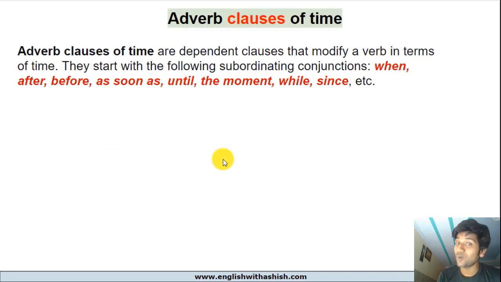Now, adverb clauses of time. These are clauses, dependent clauses. Adverb clauses of time are dependent clauses that modify a verb in terms of time. So they give information about a verb in terms of time. Obviously, they talk about the time of the action. And they generally start with the following subordinating conjunctions. When, after, before, as soon as, until, the moment, while, since, etc.